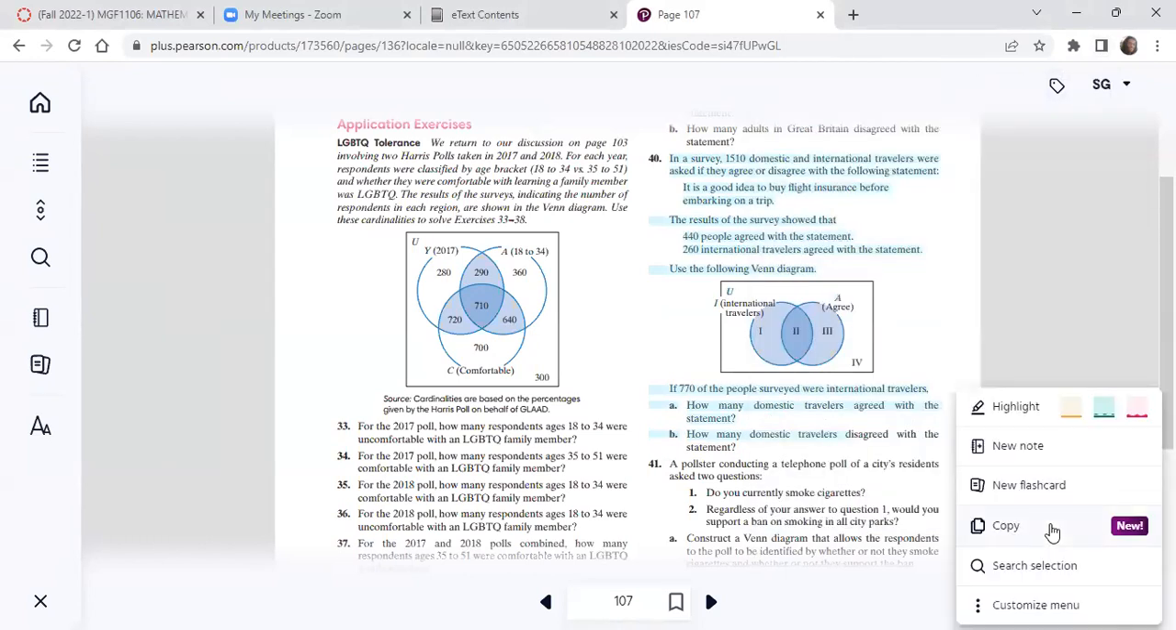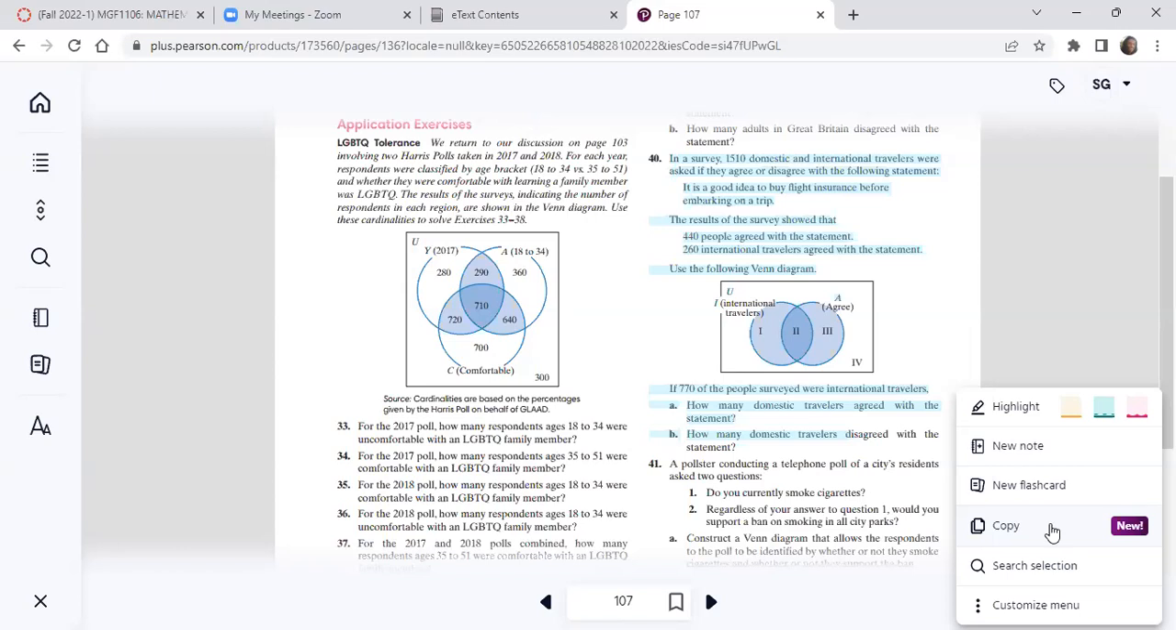The one on domestic and international travelers. It is number 40 in your text. While you take a quick note, I am going to take a quick note here as well. I'll call the problem travelers. This is an application problem with 2 sets.